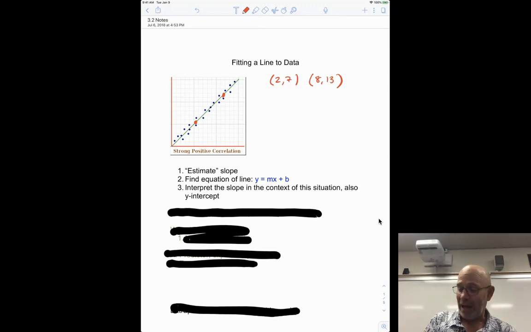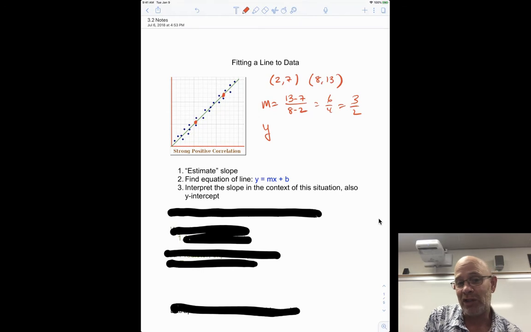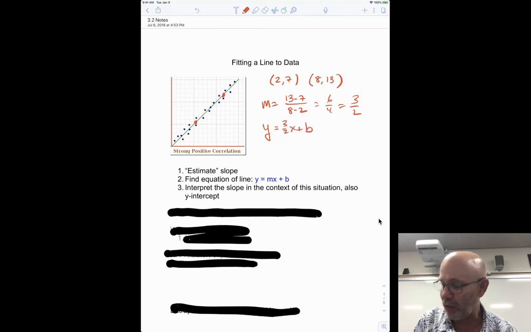All right, to find that line of best fit, we would find the slope first. 13 minus 7 over 8 minus 2, change in y over change in x, which is 6 over 4, which is 3/2. Then we would take that and write it maybe in point slope form, maybe in y equals mx plus b form. I'm going to put point slope form first and then change it. Or maybe not. Maybe I'll just do this. y equals 3/2 x plus b.